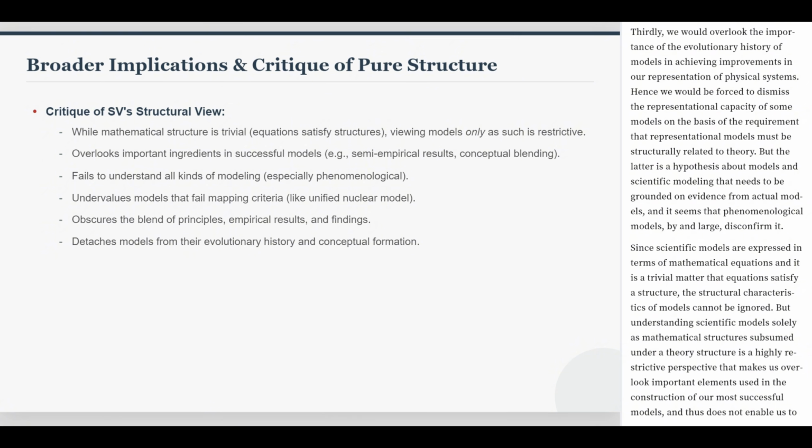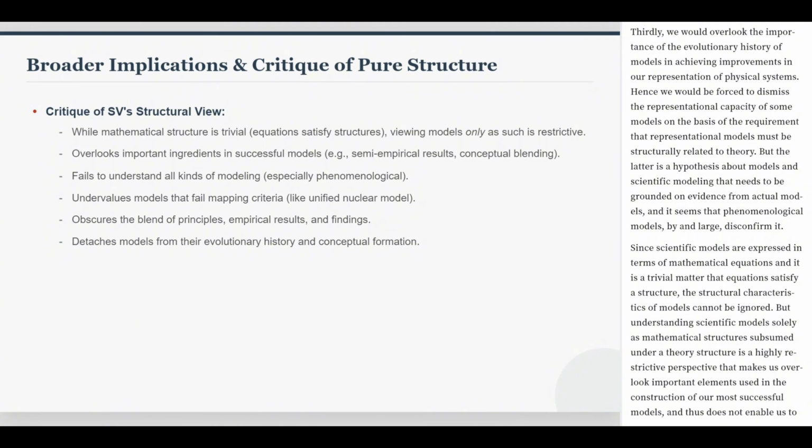Mathematical structure is undeniably important. Equations obviously satisfy certain structures. But reducing scientific models solely to these mathematical structures, especially ones neatly ordered by idealization and mapped to theories, seems too narrow. It makes us miss key ingredients in how our most successful models are actually built.